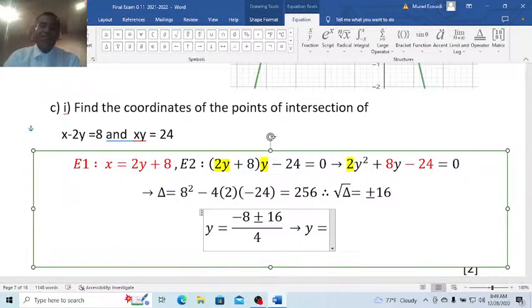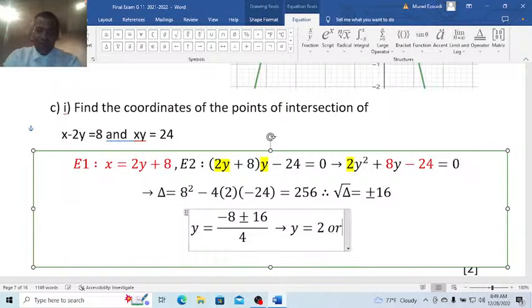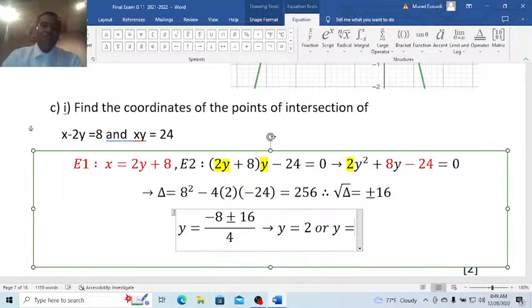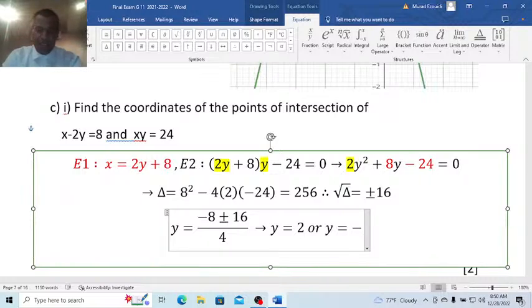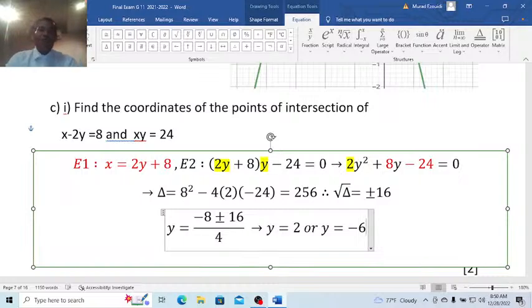Negative 8 plus 16 is 8, divided by 4 is 2. Or you can also write y is equal to what? Negative 8 minus 16 is negative 24, divided by 4 gives negative 6. Okay, this is the value of y.